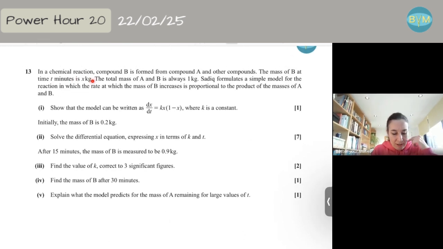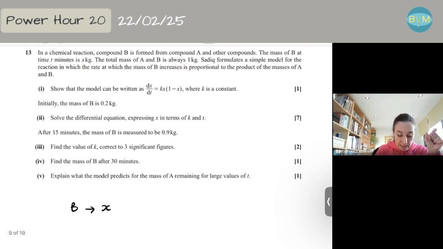In a chemical reaction, compound B is formed from compound A and other compounds. The mass of B at time t is x kilograms. So we have B has x kilograms. The total mass of A and B is always 1 kilogram. So both together is 1 kilogram, which means A we can write is 1 minus x. If both together add up to 1, if one is x, the other one is going to be 1 minus x.